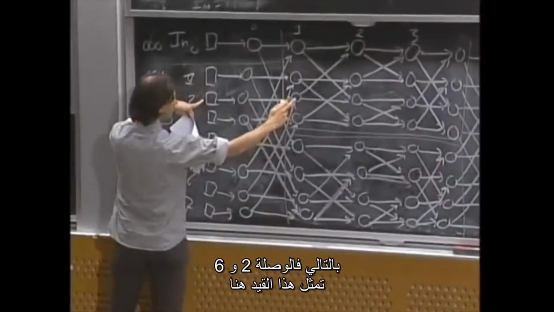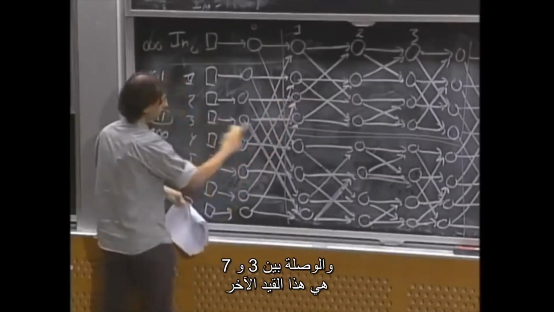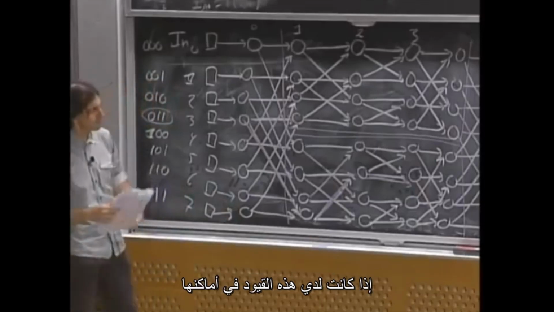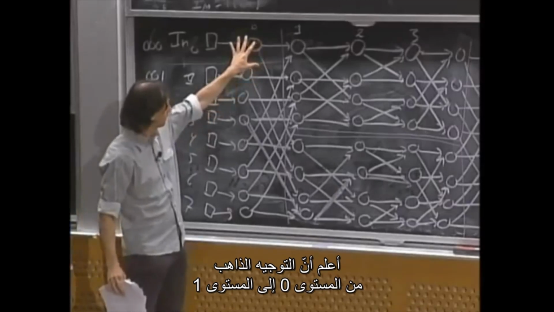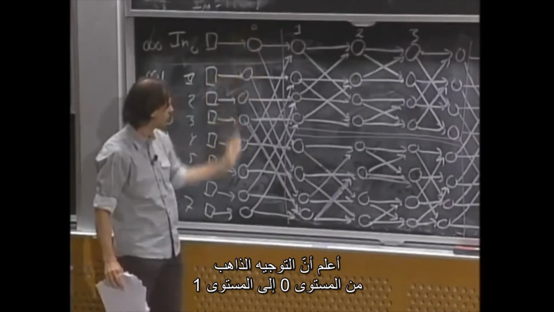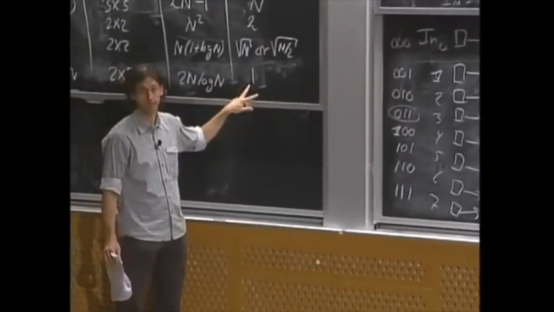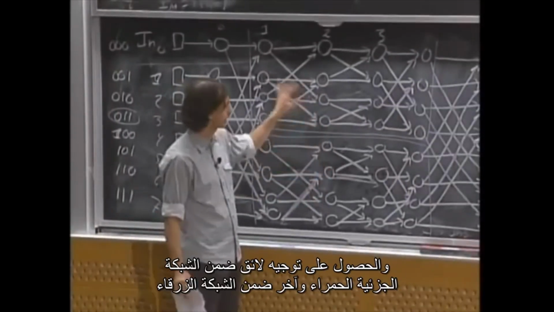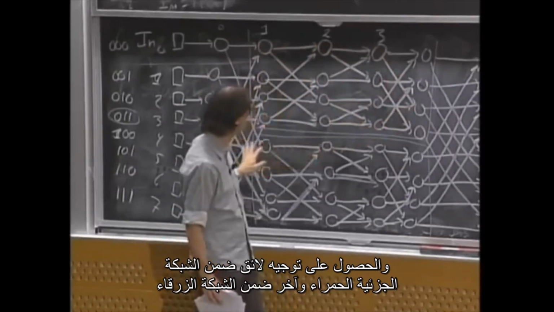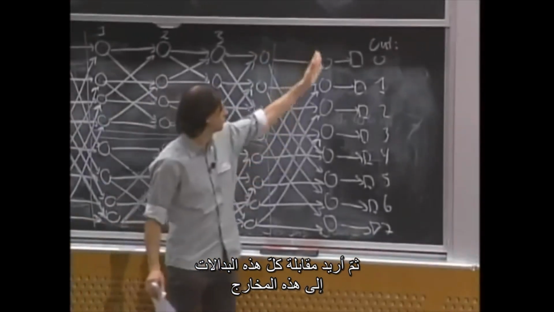So 2 and 6 is this constraint, like 2 and 6 over here, and 3 and 7 is the other constraint. So if I have those constraints in place, then I know that the routing that goes from level 0 to level 1 will not violate my congestion of 1. So that's great. Then I hope to be able to use the induction hypothesis, and I get a proper routing within the red subnetwork and one within the blue network. And then I need to map all these to these outputs.